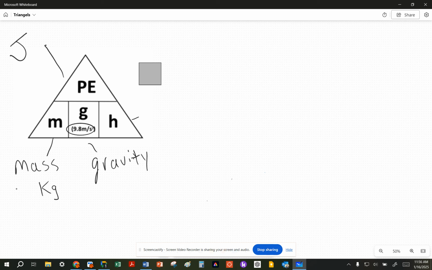Finally, we have H, which represents height. And that's going to be measured in meters, not to be confused with mass. So you have your potential energy up top, mass, gravity, height. So those are your current variables. Depending on what the question asks for will determine what you're going to be solving for. So how we use the triangle is when the question asks you to do something like solve for mass or solve for the potential energy or what is the height, you're going to use this triangle.